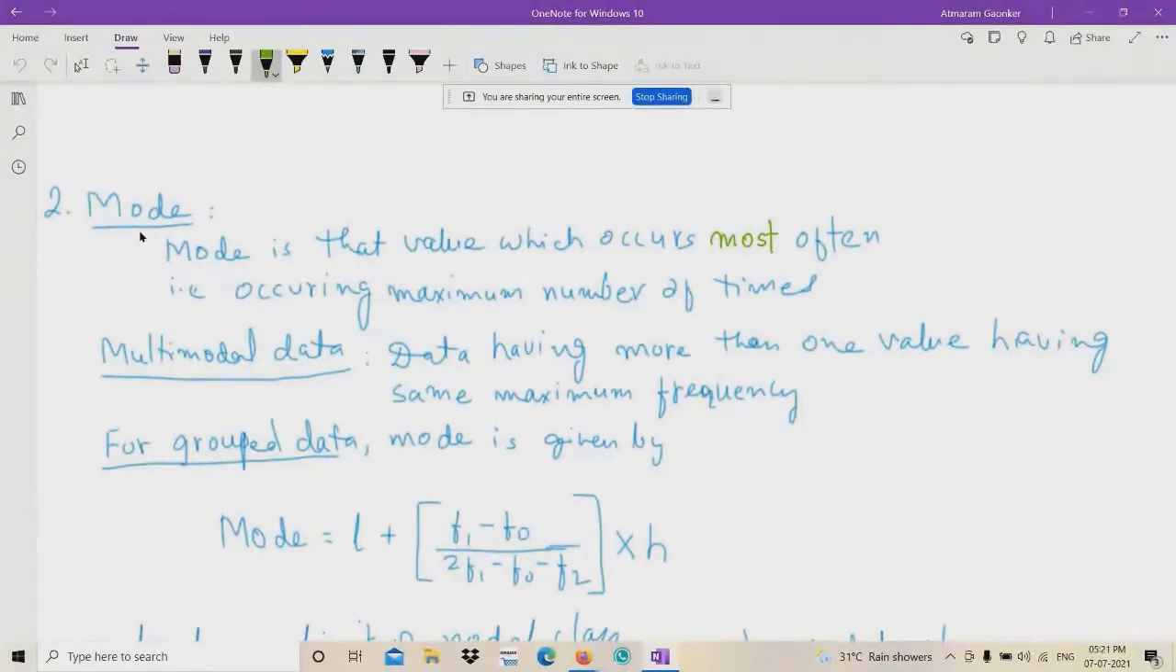The value which occurs maximum number of times, that is called the mode. Mode is that value which occurs most often, that is occurring maximum number of times. Now there is something called multimodal data.